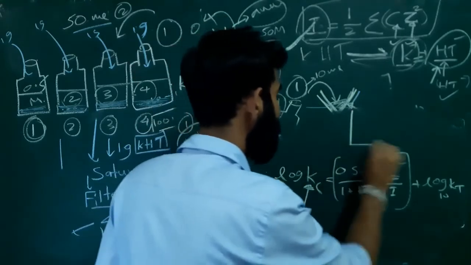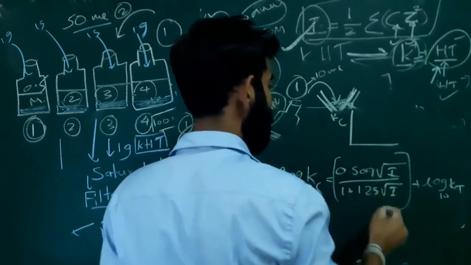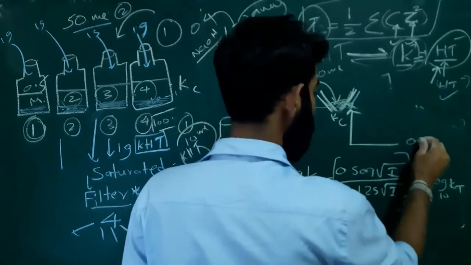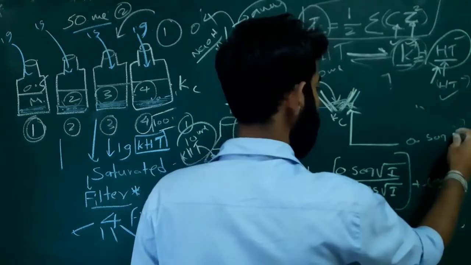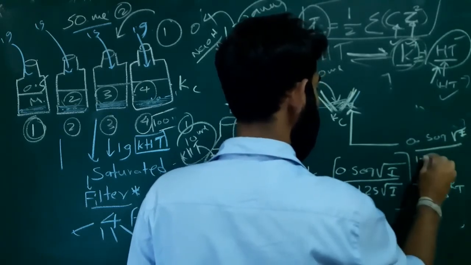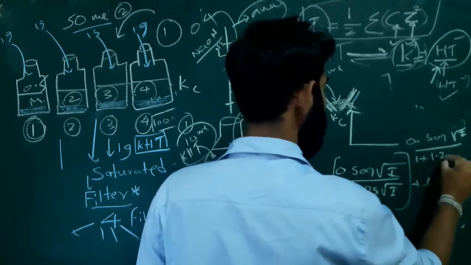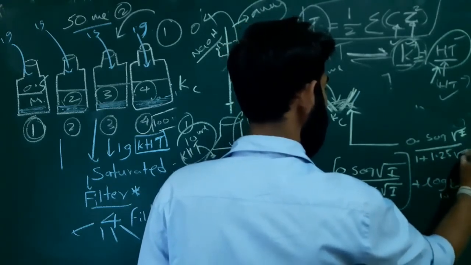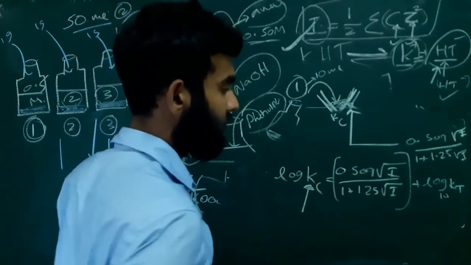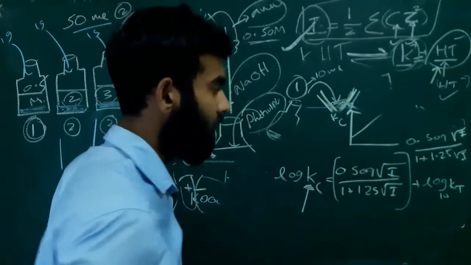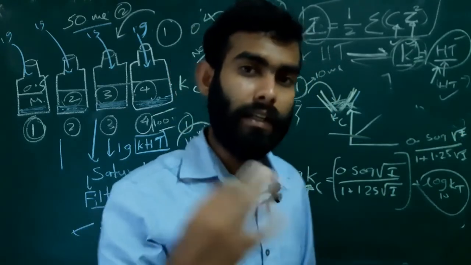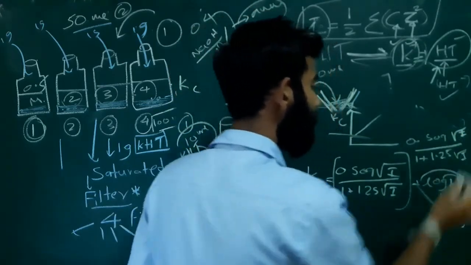So you can plot Kc versus this part, 0.509 over 1 plus 1.25. So you can plot a graph. By the data of this graph you can calculate the intercept. By using that intercept you can calculate the Kt value.